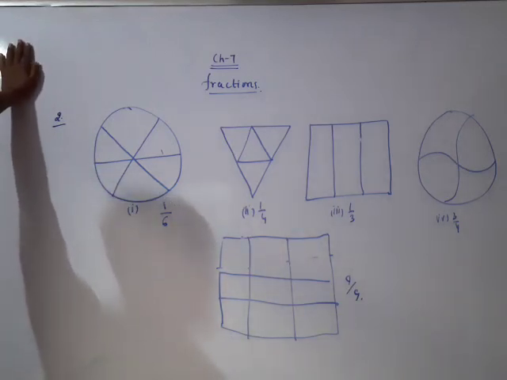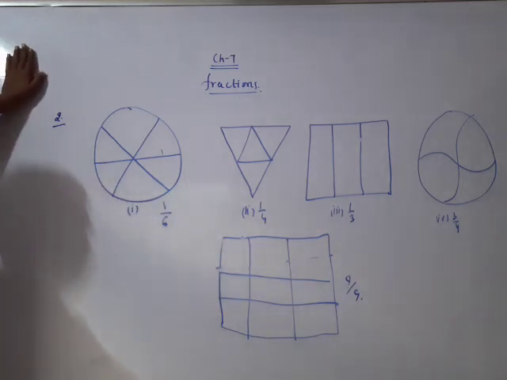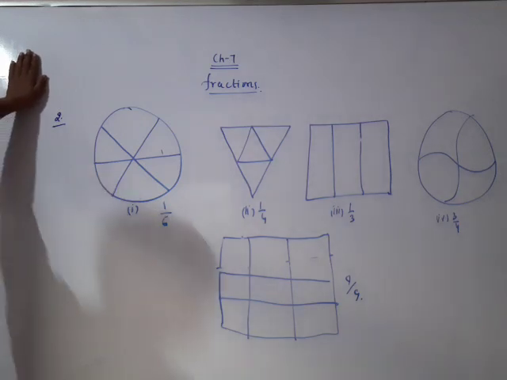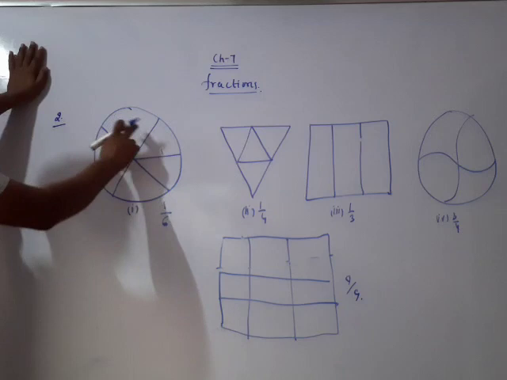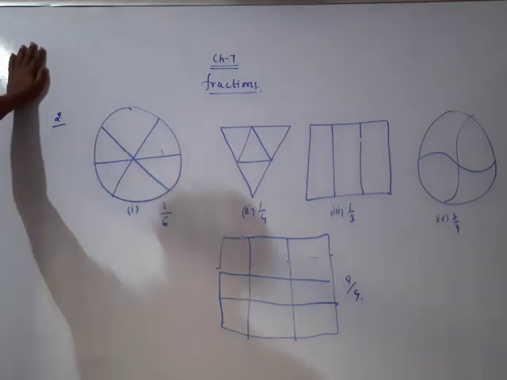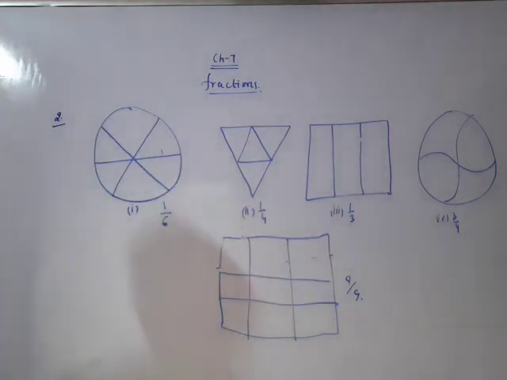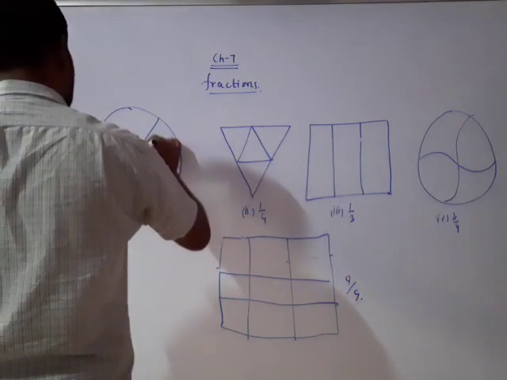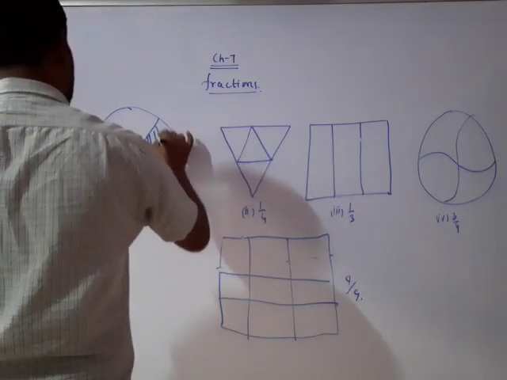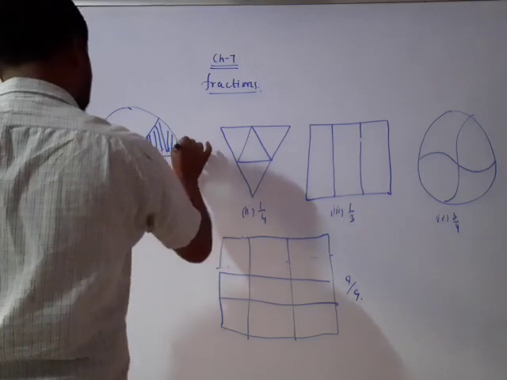So first see the given numerator and count that much portion in the figure. Here the denominator is 6, so count whether there are 6 regions or not. 1, 2, 3, 4, 5, 6. Yes, there are total 6 regions. So now see the numerator. Numerator is 1, so you have to shade only one region. So this will be the shaded region. Any one you can shade.